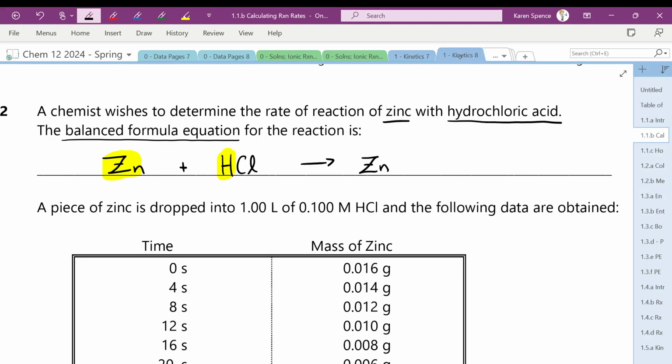It's a metal, so the only metal that is not solid is mercury. So zinc is a solid, yes.